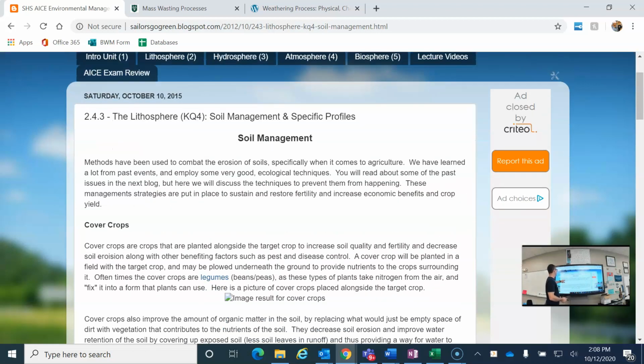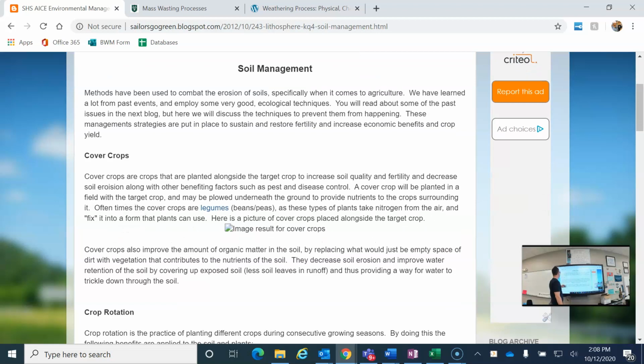So methods have been used to combat erosion of soils. We've learned a lot from past events, and we've learned a lot of great techniques. These management strategies are put in place to sustain and restore fertility, increase economic benefits, and crop yield.